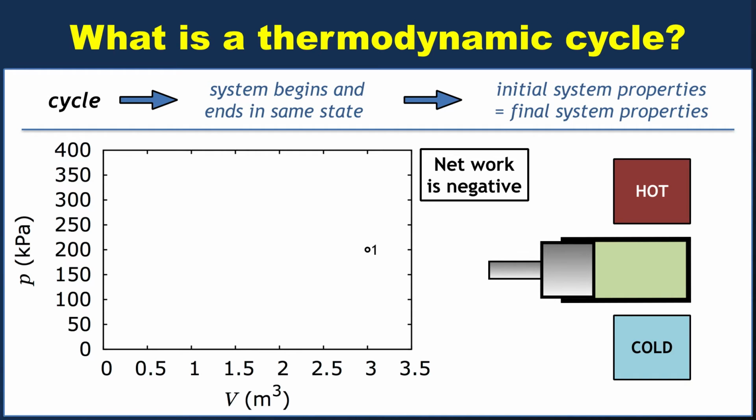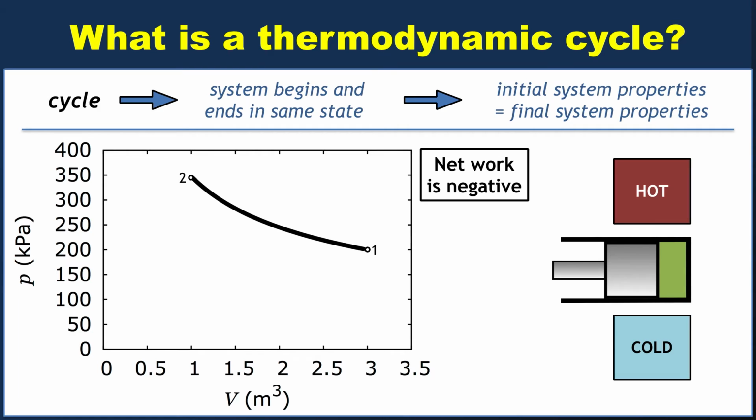Of course, the piston doesn't move for a single state, but in process 1 to 2, now we expect the piston should move because we're going to a smaller volume on the PV diagram. So indeed, as that proceeds, the piston compresses and our system becomes smaller.